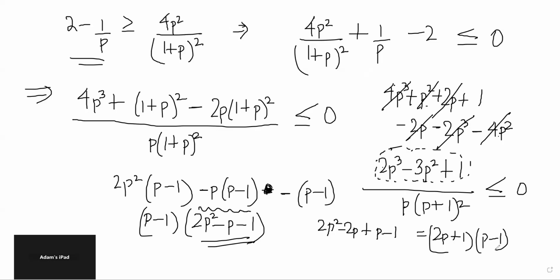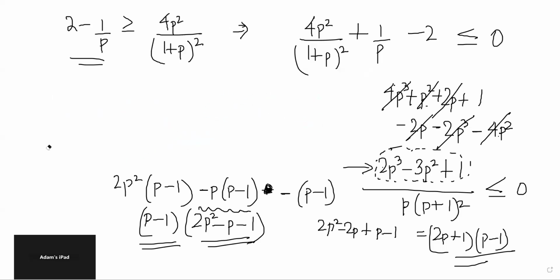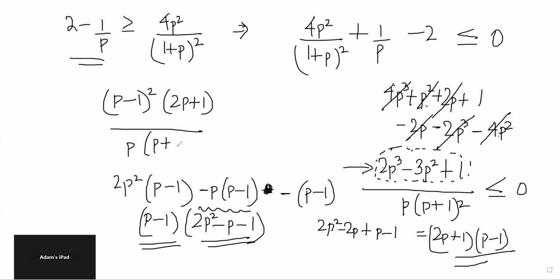So the whole cubic is becoming (p minus 1) into this, so the cubic is becoming basically (p minus 1) square multiplied by (2p plus 1). We are getting (p minus 1) square multiplied by (2p plus 1), divided by p into (p plus 1) whole square, is less than or equal to 0. Do you understand what I'm saying?